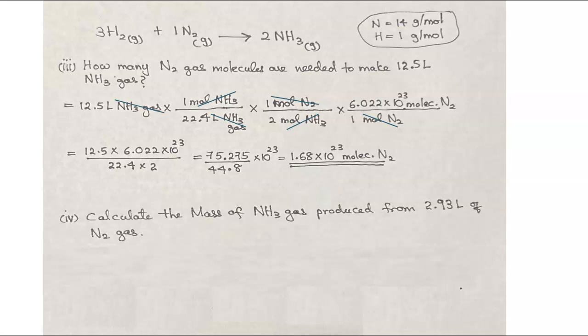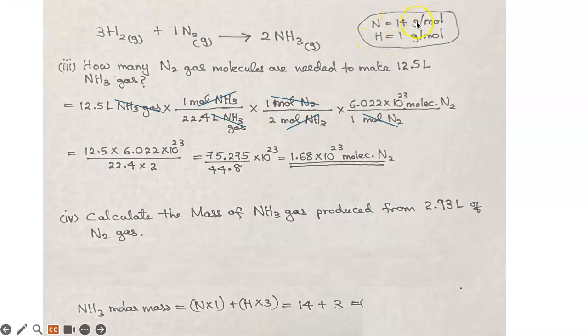Let's look at a mass calculation. So calculate the mass of ammonia gas produced from 2.93 liters of nitrogen gas. Whenever I say mass, you have to find the molar mass, right? So you're going to find the molar mass. Nitrogen is 14 grams per mole, so you have 1 mole, that means 14. And hydrogen is 1 gram per mole, you have 3 moles, so that's 3 grams. When you add them together, you get 17 grams per mole.